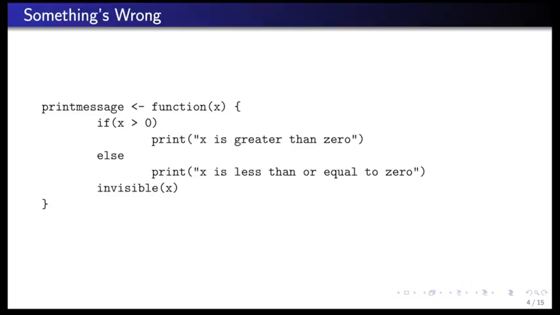And then last, I just want to mention this part here. invisible is a function that prevents auto printing. Normally if I'm at the command line and I execute a function, the function will return the last element that's in its function body, right?